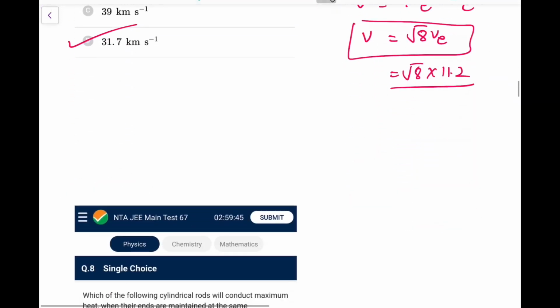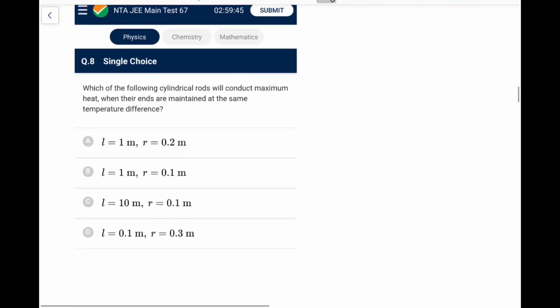Now next, question number 8. Which of the following cylindrical rods will conduct maximum heat, when ends are maintained at same temperature? So what we know, just calculate the thermal resistance. We know thermal resistance is L upon KA. So because cylindrical rods, K is not given, it's assumed it is same. So R is proportional to L upon area, that is L by r square. So check for L by r square.